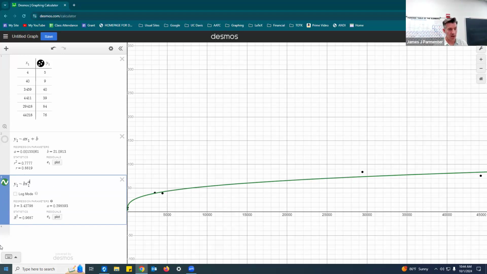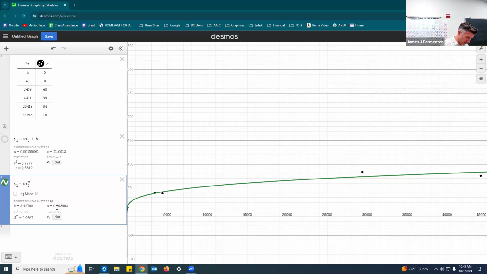And then you can see that the equation is going to be y is approximately equal to 3.42798 times x to the 0.298593. You might round that to 0.3, right? You don't have to write all the decimals. I don't think they say specifically how many decimals you should round it to. So that'd be your power function model for part A.